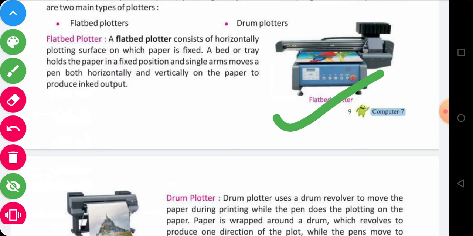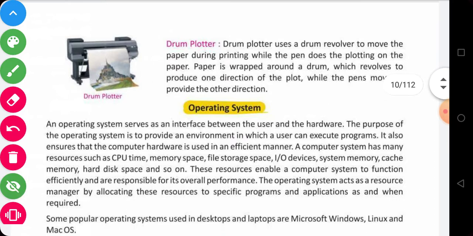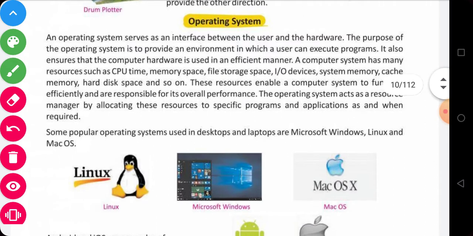Similarly, a drum plotter uses a drum that revolves to rotate the paper during printing. While the pen does the plotting on the paper, the paper is wrapped around a drum which revolves to produce one direction of the plot, while the pen moves to provide the other direction. And this is an example of a drum plotter. You can see in the picture how a drum plotter looks.